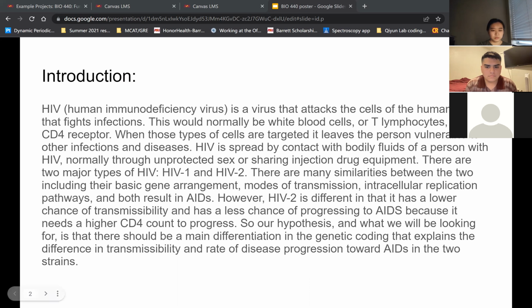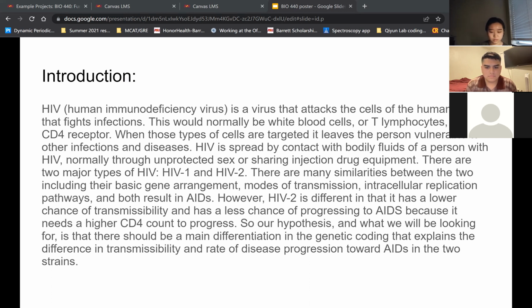There are many similarities between the two, including their basic gene arrangement, the way of transmission, and intracellular replication pathways, and they both result in AIDS. However, HIV2 is different in that it has a lower chance of transmissibility and a lower chance of progressing to AIDS because it needs a higher CD4 count to progress.